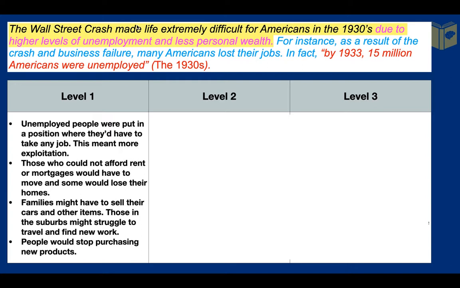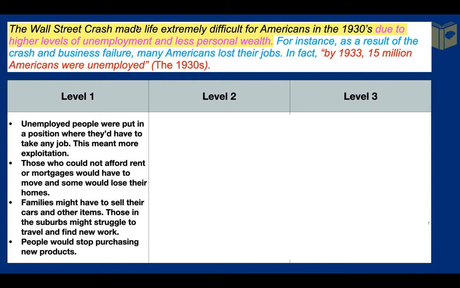Also, life becomes a bit more uncomfortable, and people stop purchasing new products. Again, to reiterate, 1930s America is the system. Level 1 is the smallest part of that system, being the people. So what effects does 15 million people being unemployed have on the people, the smallest parts?